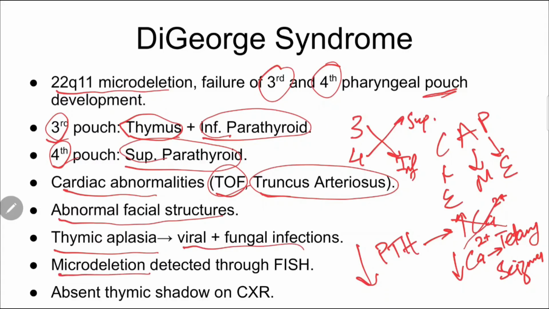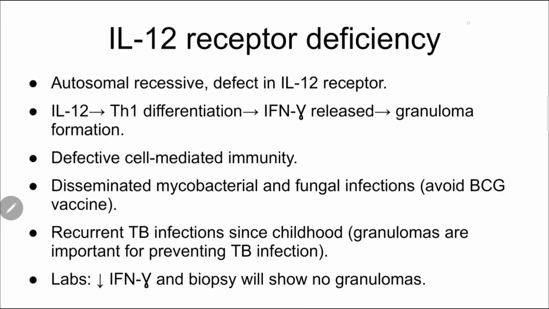And the microdeletion is detected through a process that is known as FISH. FISH is fluorescence in situ hybridization. FISH is used to detect microdeletions, the reason being because karyotyping cannot detect your microdeletions. So FISH is a process that is used to detect these microdeletions. And finally, I've talked about this before in the thymus lecture, that you will have an absent thymic shadow on chest X-ray in neonates.